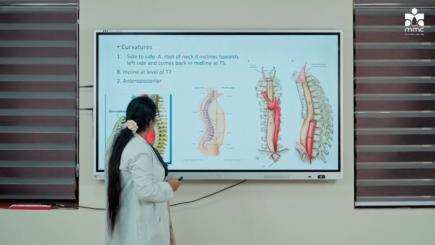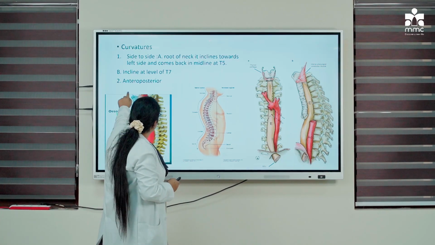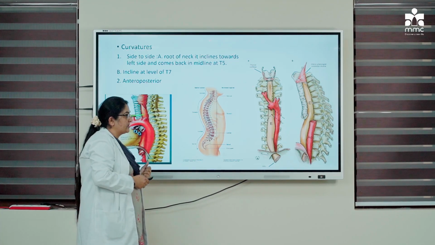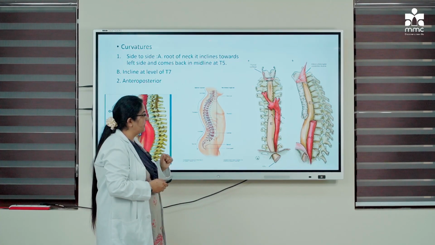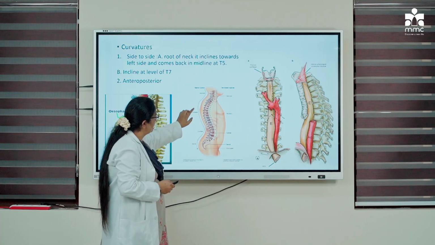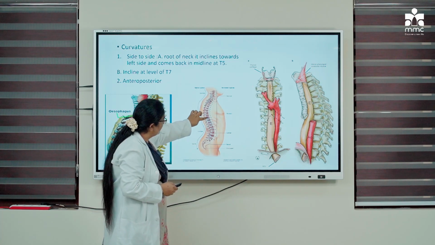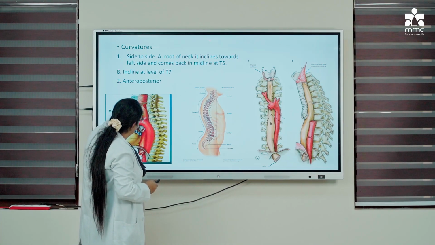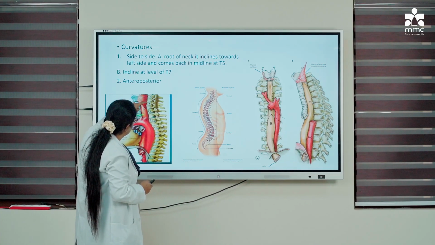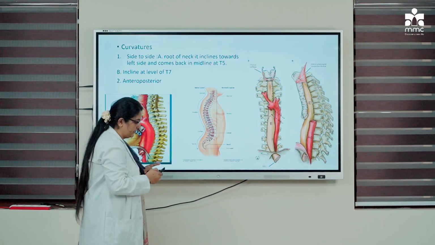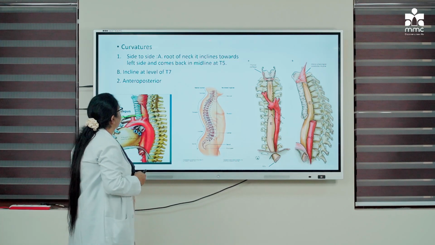Then we have another curvature which is called the anterior-posterior curvature. What is this anterior-posterior curvature? It is nothing but it will follow the curvature of your vertebral column. The same curvature which we can see here, here is our C6 vertebra from where the esophagus is going to start, and we can see it is following the same curvature as our vertebral column.